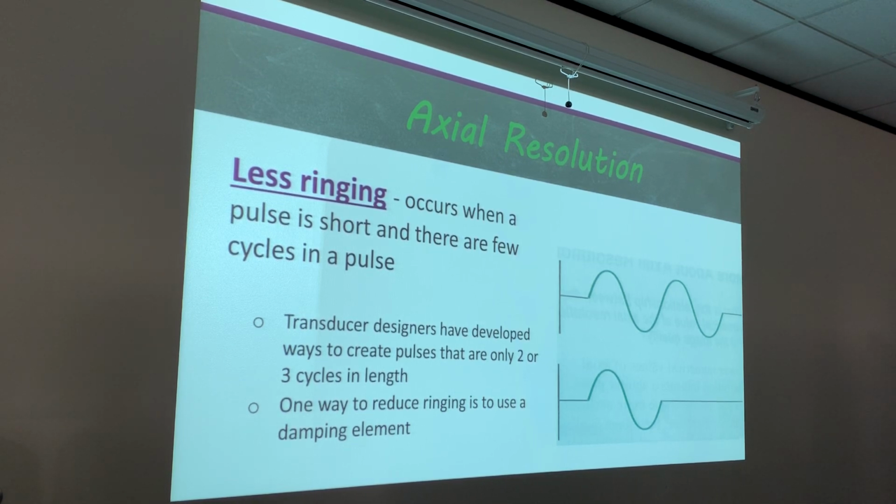All right. Transducer designs have developed ways to create pulses that are only 2 or 3 cycles in length. That has a lot to do with our damping element. One way to reduce ringing is to use a damping element. But that's how we're going to affect our axial resolution. Number 1 would be less ringing. Number 2 would be higher frequency.